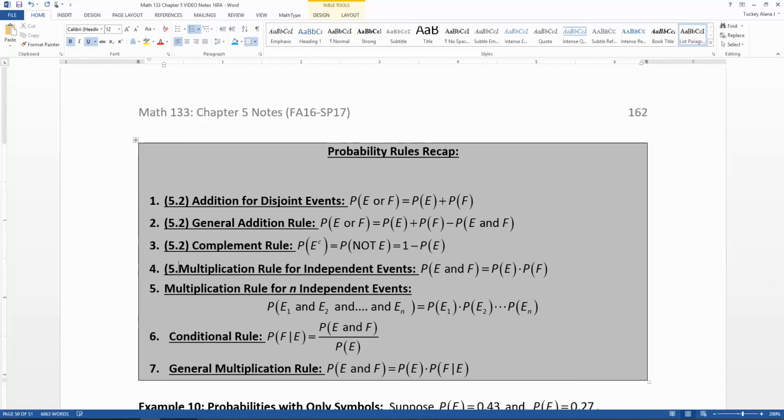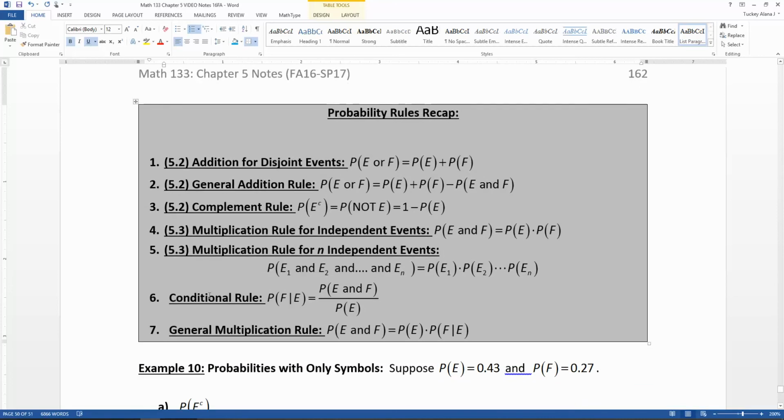In Section 5.3, we learned the multiplication rule for independent events, as well as the multiplication rule for n independent events, when you can just string them along and keep multiplying one after the other for all the independent events. And then we learned the conditional probability rule. I should have written probability. Well, conditional rule, I'll leave it that way, which we learned in Section 5.4. And the general multiplication rule. What if they're not independent? Then you have to multiply the probability of the first event times the probability of the second event, given that the first event already happened.